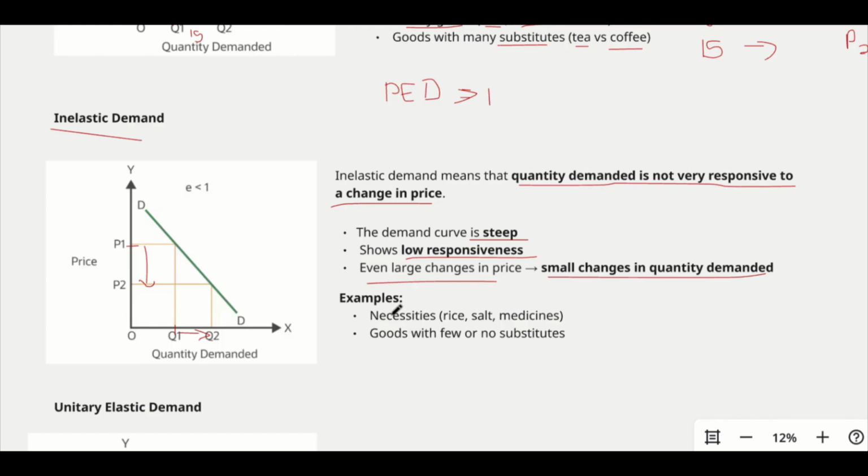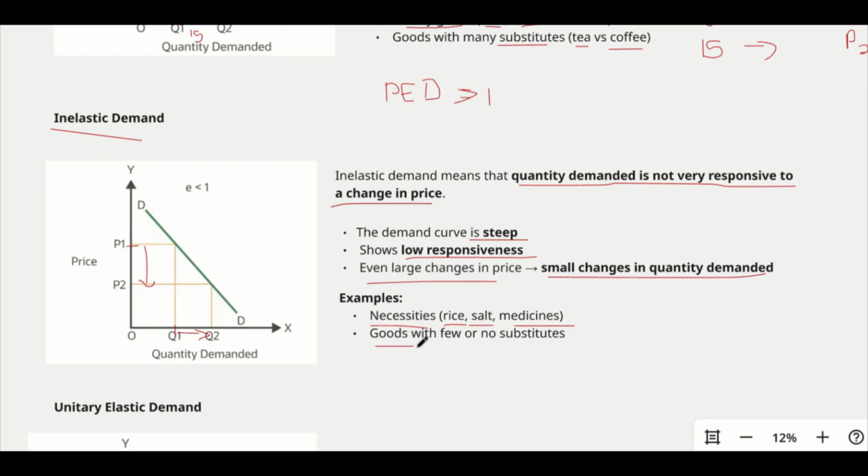So it is more like necessities like rice, salt, medicines, etc. Even though the price increases or decreases, there won't be much increase in the quantity because we can't consume more than enough, right? For rice and all, we have a limit to consume. And also for medicines, even if the price increases, we'll have to buy the same quantity, right? And even if the price reduces, we won't buy more.